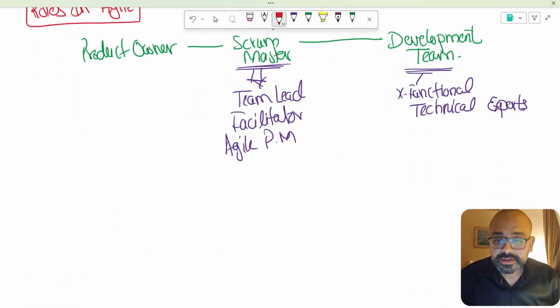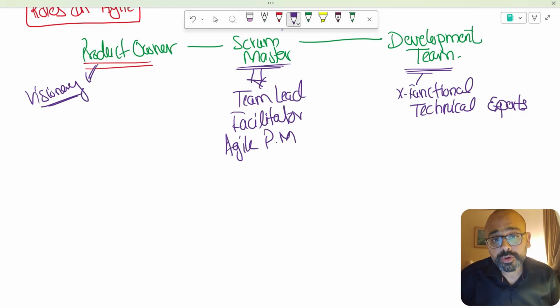And then there is a product owner. A product owner is a visionary person, coming up with the vision of the product. Product owner is not the owner of the product, that is the customer. Don't consider it as a customer. It might be a voice of customer. Yeah, a product owner might be a business person who knows what the customer needs.